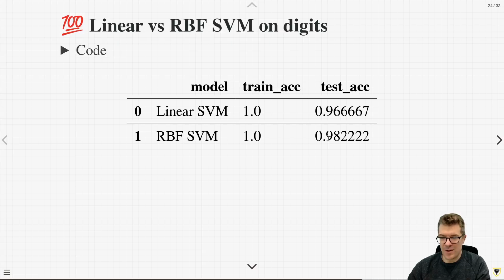I should make a note here that the difference between 98.2% and 96.7% might appear to be small, but these very tiny differences were massively motivating to the original progenitors of modern machine learning when they were working on this sort of data set.